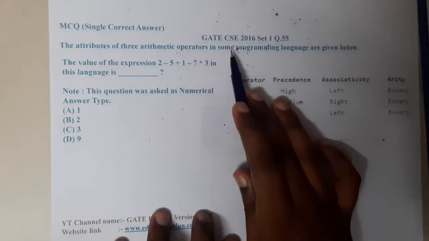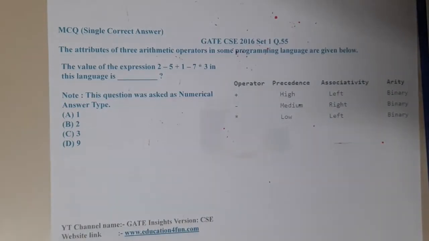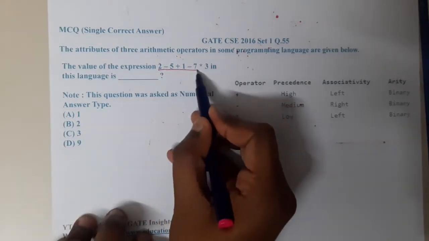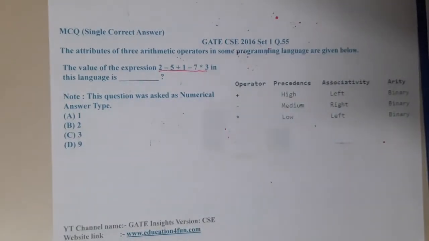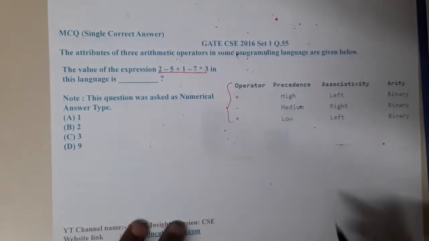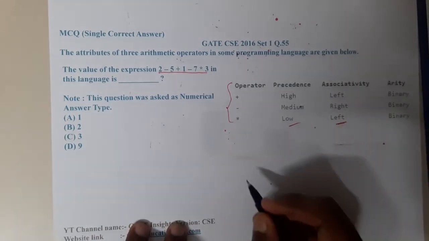So this question belongs to GATE CSE 2016 set 1, guys. This question looks really easy, right? Once you see the question, you will be using your normal mathematics. But the twist here is they gave the precedence table, guys. So basically they gave the precedence as well as the associativity. Yes, so let us start.